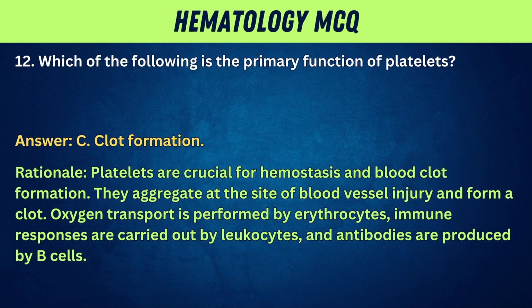Platelets are crucial for hemostasis and blood clot formation. They aggregate at the site of blood vessel injury and form a clot. Oxygen transport is performed by erythrocytes, immune responses are carried out by leukocytes, and antibodies are produced by B cells.